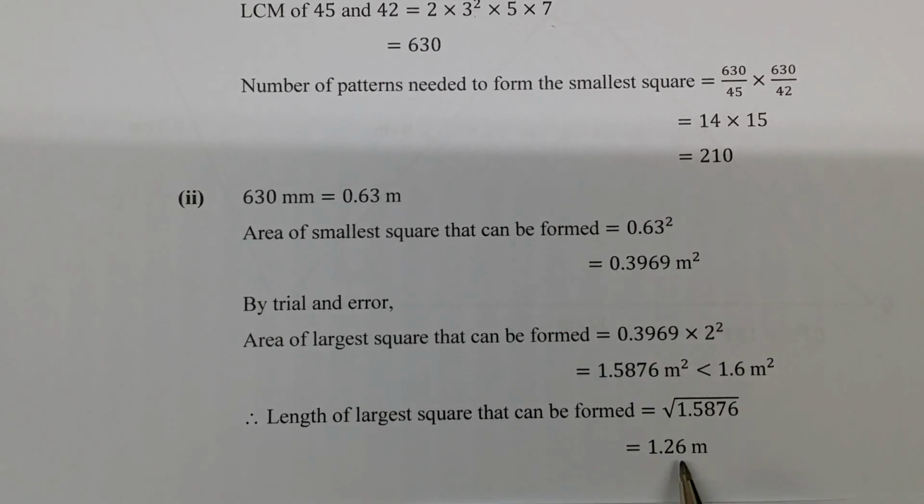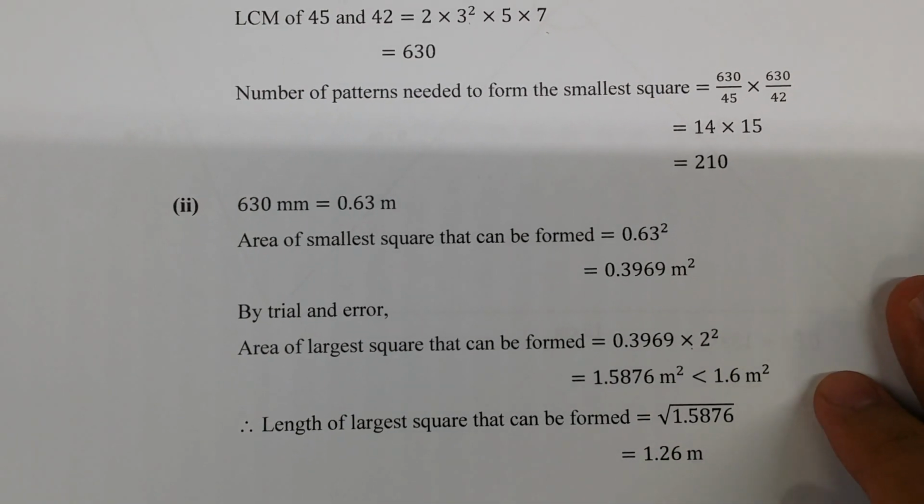Like the length will be 1.26. This method is quite useful because I multiply by a square number. The next square number will be probably 3, which will exceed 1.6 already. So I multiply by 2 squared instead of 3 squared. So I square root a number, I get the length.